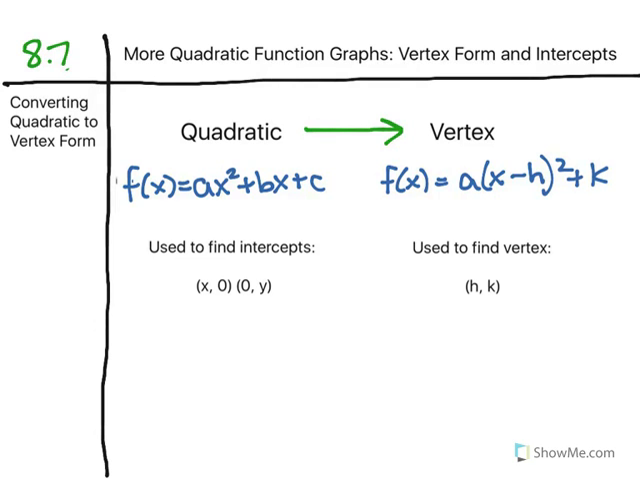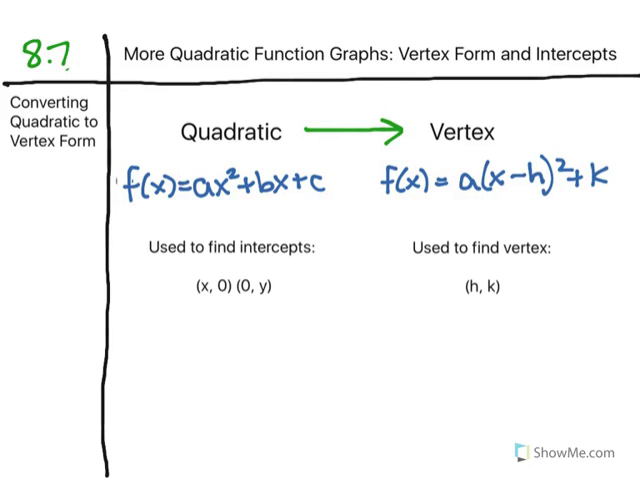In lesson 8.6, you looked at quadratic function graphs. And in this lesson, you're going to be continuing to think about quadratic function graphs, but you're going to learn how to find the vertex and the intercepts without actually graphing the quadratic function.